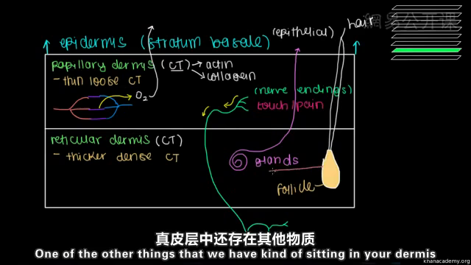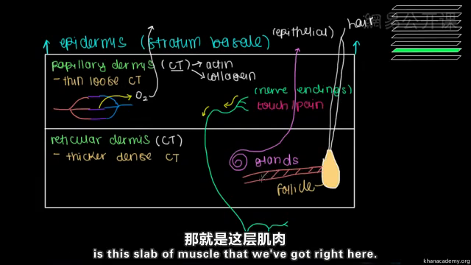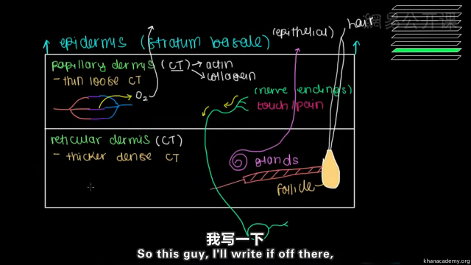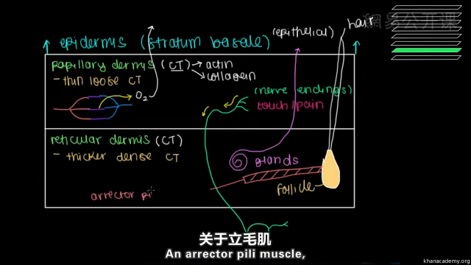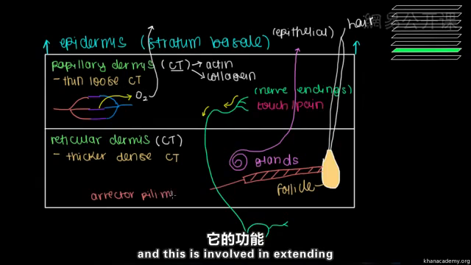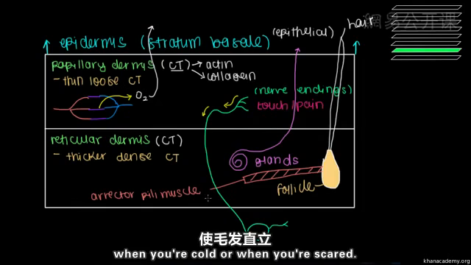One of the other things that we have sitting in your dermis that's anchoring itself onto the hair or the hair follicle is this slab of muscle that we've got right here. So this guy, I'll write it there. This is an erector pili muscle, and this is involved in having your hair stand straight up when you're cold or when you're scared.